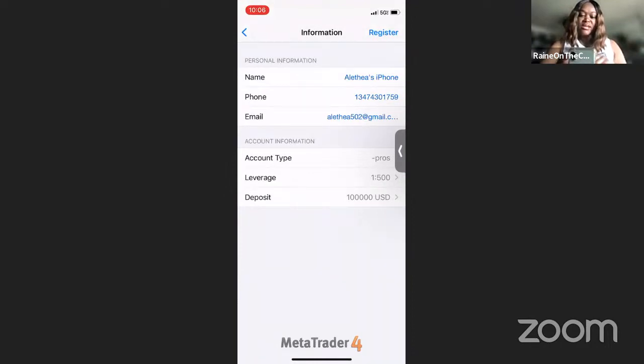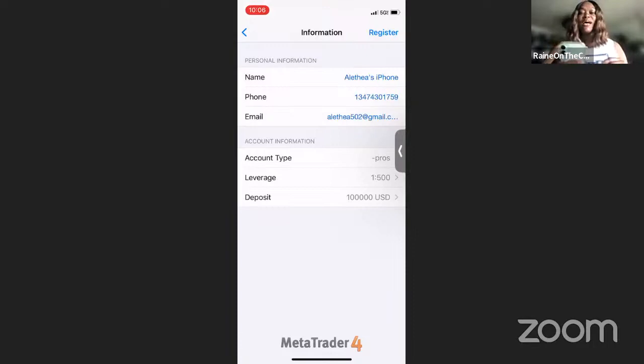Account type is there. The leverage is 1 to 500. Deposit is 100,000. So that's 100,000 of monopoly money, guys. You didn't get $100,000 overnight. Now, should you trade with $100,000? If your live account has $100,000, go right ahead.